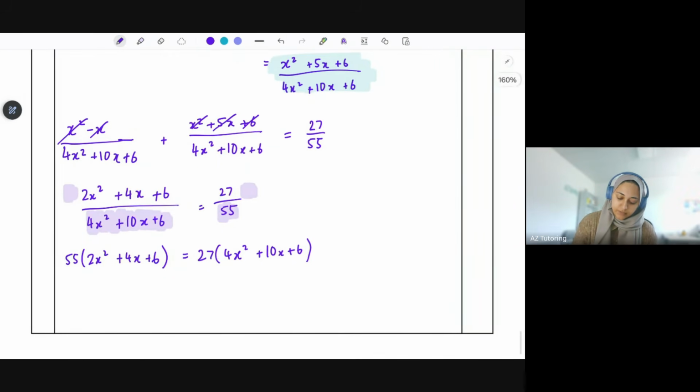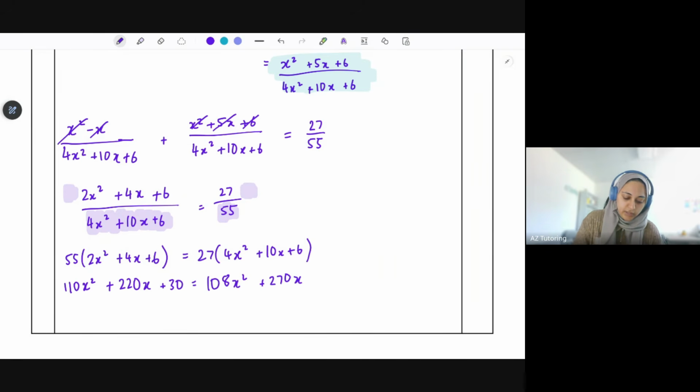Okay, 55 times 2 is 110x squared, plus 55 times 4, 220x, plus 6 times 5, 30, equals 27 times 4, 108x squared, plus 270x, because 10x times 27 is 270. 6 times 27 gives me 162.